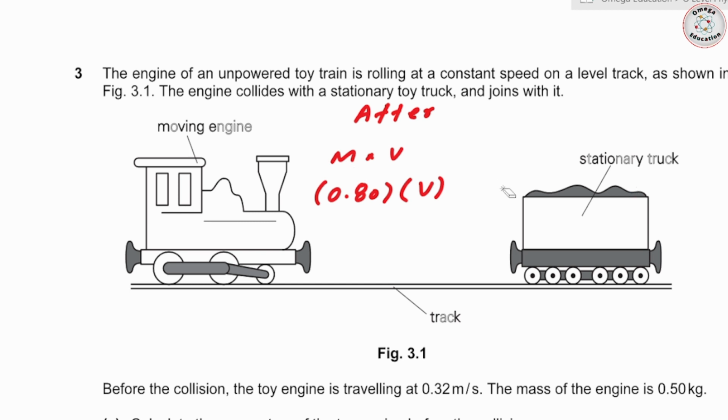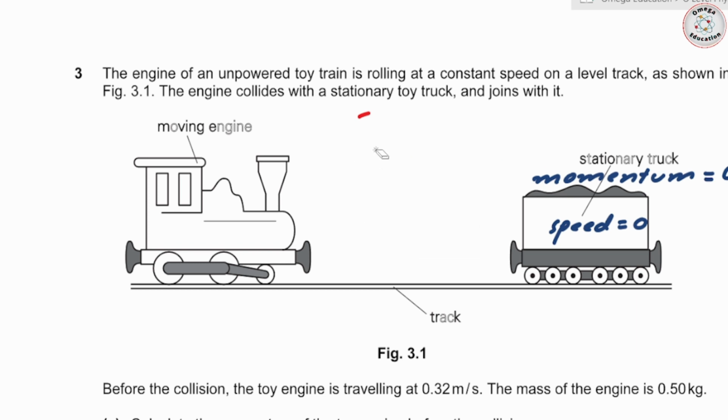The truck is at rest, which means its speed is 0. It's not moving. So if the speed of the truck is 0, then automatically the momentum of the truck would also be 0. Momentum equals 0. Whereas the engine is moving, and it has mass as well, so it would be having some momentum. All right, let's check out the data.